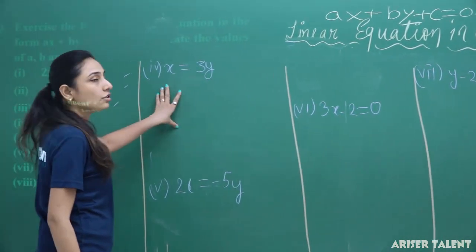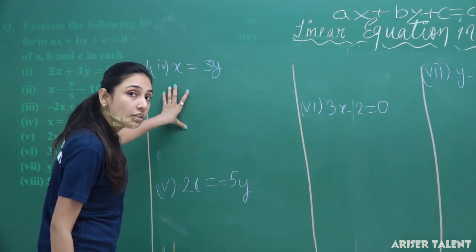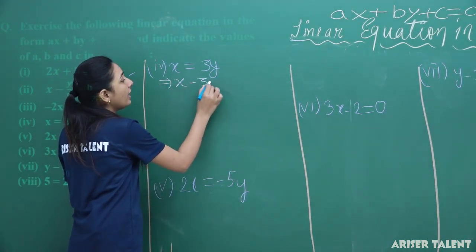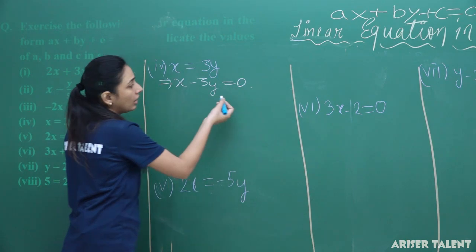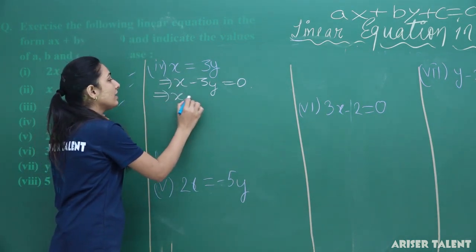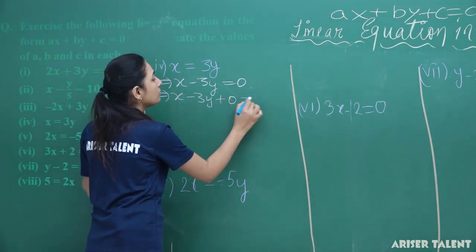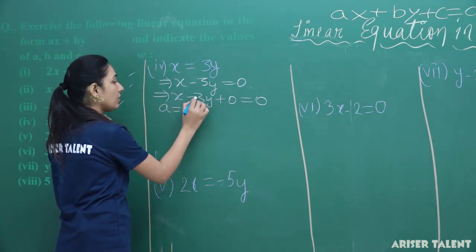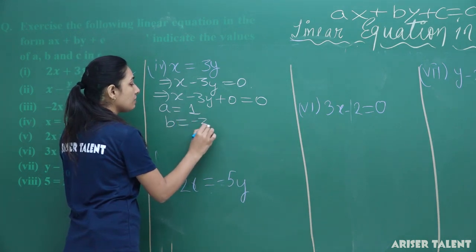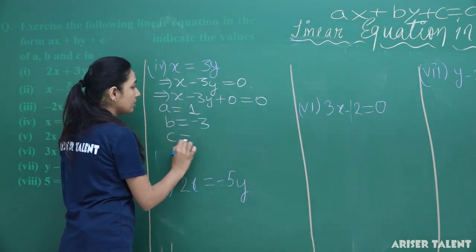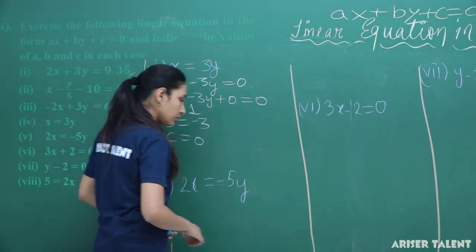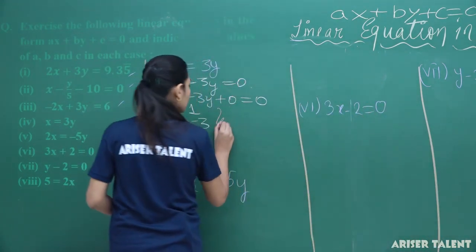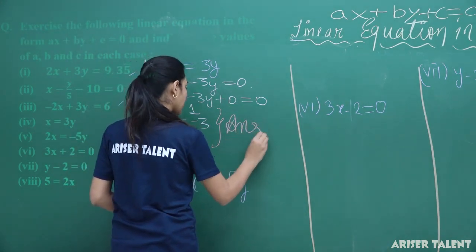Now come to this one, x equals to 3y. That means you can write it like this: x minus 3y equals to 0. Now you can also write it as x minus 3y plus 0 equals to 0. In this case a will be what? 1, b will be the coefficient of y, that is minus 3, and c will be 0. So this is your answer, students.